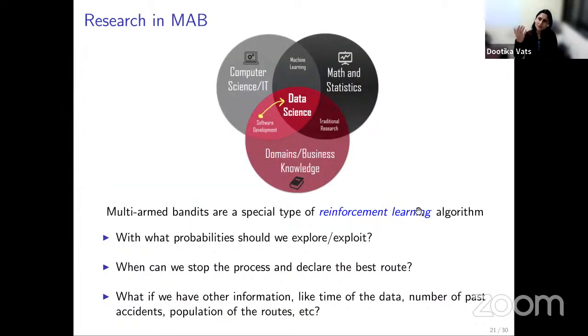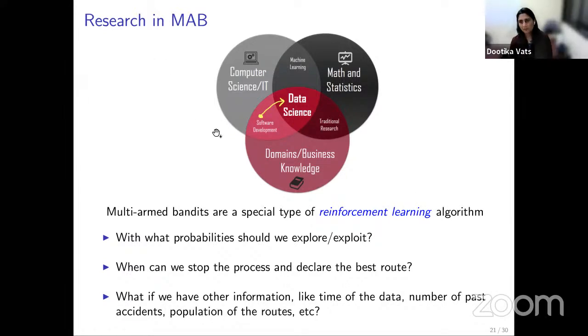I'm sure you can think of many more exploration exploitation problems. This used to be pretty much a computer science and domain-specific area that was just done with software development. But when people started asking the question, what probability should I have to explore and exploit? With probability half, should I explore? With probability half, should I exploit? Or should that be different from 0.5, 0.5? Now, this tends to be a mathematical question, right? And so then mathematics starts coming in, statistics start coming in. And so this comes into the data science framework.